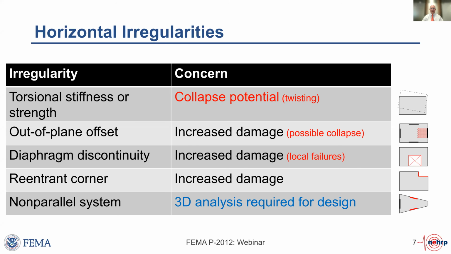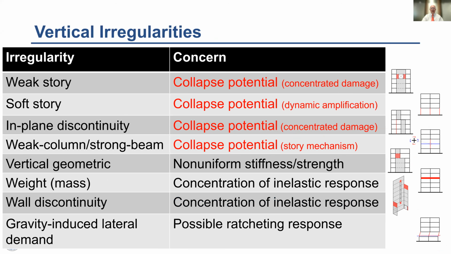The other type of horizontal irregularity that has been defined in ASCE 7 for a long time is a non-parallel system. The idea is that the lateral systems cannot be readily transformed into two orthogonal systems. And if that's the case, you need to consider three-dimensional analysis. You can't separate the response in one direction from the other. That's really just an analysis problem, not a performance problem. And we'll talk about that some more. The vertical irregularities, now in this case, because we're looking at vertical irregularities, these are elevations or sections of buildings in each of the cartoons.